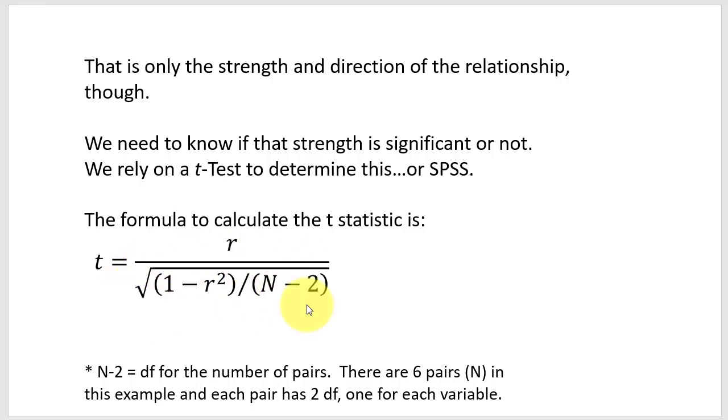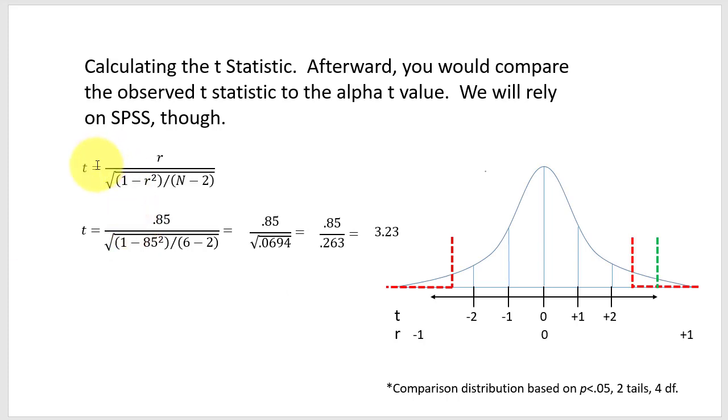I'm not going to ask you to really memorize or work through this formula by hand, but I'll show you what it looks like when you do it by hand, because it's really not that tough. So if t is equal to r over the radical expression 1 minus r squared divided by the expression n minus 2, you just plug in the numbers that you already have. We know that our r coefficient is 0.85. We found that from earlier, divided by 1 minus 0.85 squared.